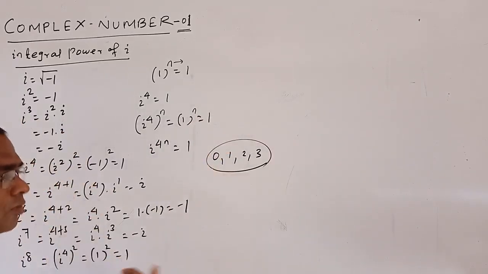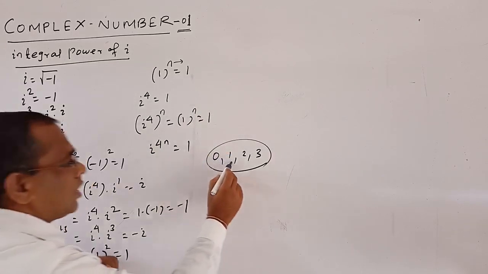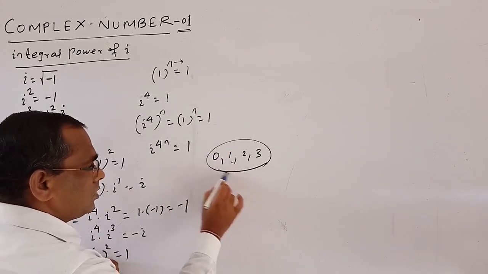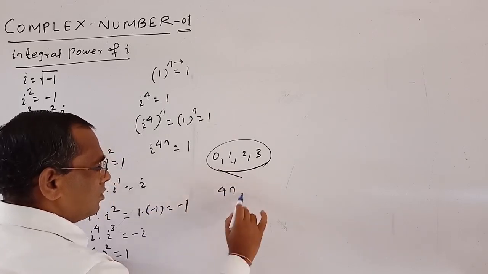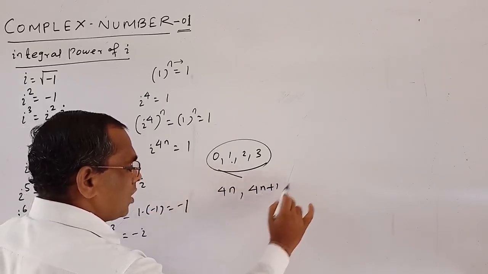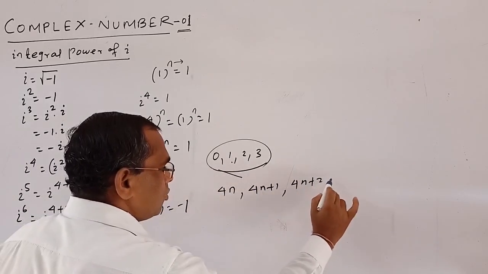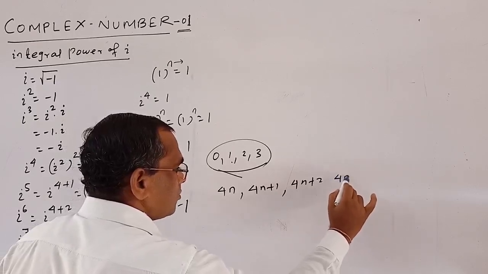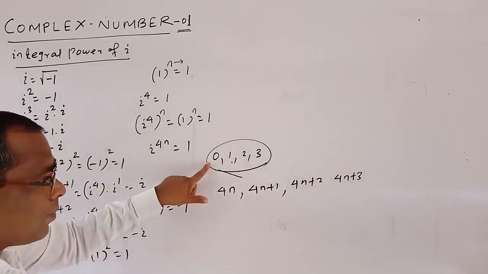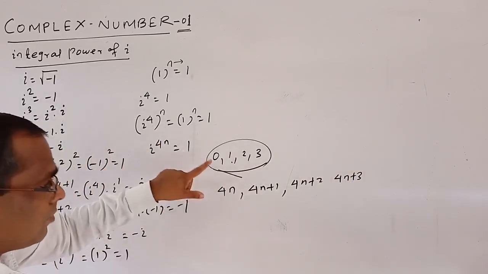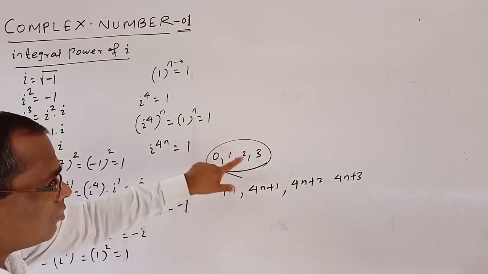If it is not a multiple of 4, and the remainder is 1, then this number may be 4n or 4n plus 1 or 4n plus 2 or 4n plus 3. Any number when divided by 4, the remainder may be 0 or 1 or 2 or 3.